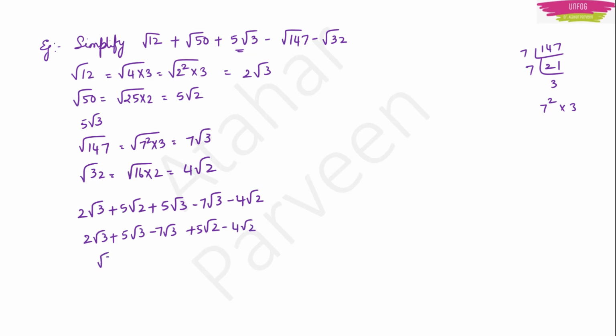Okay. So that I'll take root 3 common. I will have 2 plus 5 minus 7. And here I will have root 2 common, 5 minus 4. So this will be 0. This will be 0 because it is 0 plus root 2. Okay. So my answer will be square root of 2.